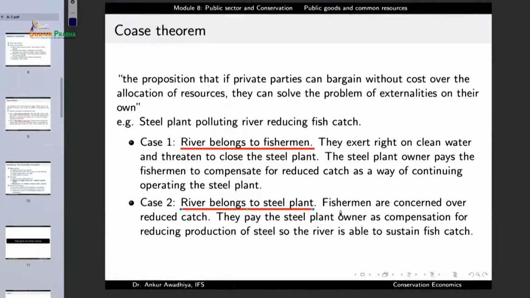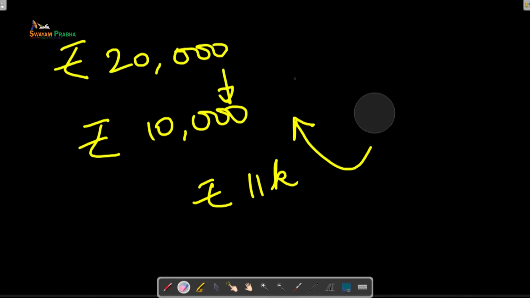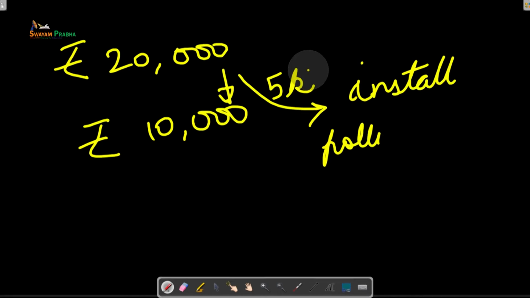Now, in this case, the fishermen are concerned about the reduced catch. What is happening is that the fishermen find that their catch has gone down by 10,000 rupees, and because the steel plant owner also owns the river, he can pollute as much as he wants. So now the fishermen will tell the steel plant owner that we are going to pay you something. They'll say we are going to pay you, say, 5,000 rupees to install pollution control equipment.